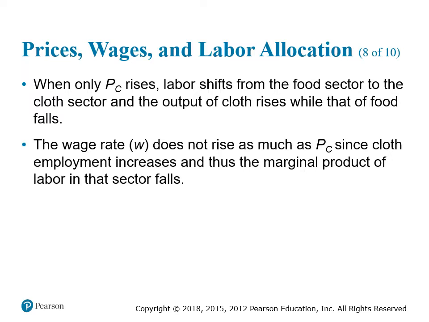So that's why those who are working in the food industry will want to produce cloth instead. Why? Because they will earn more wages since the price of cloth has increased. And that's why the output of cloth will be much higher, because more people will produce cloth, and the output of food will decrease because few people will engage in production of food.